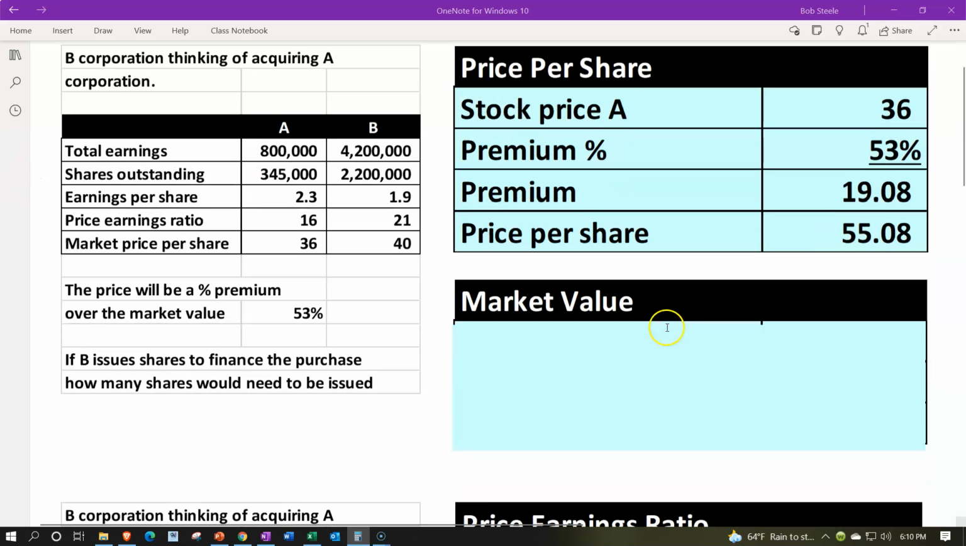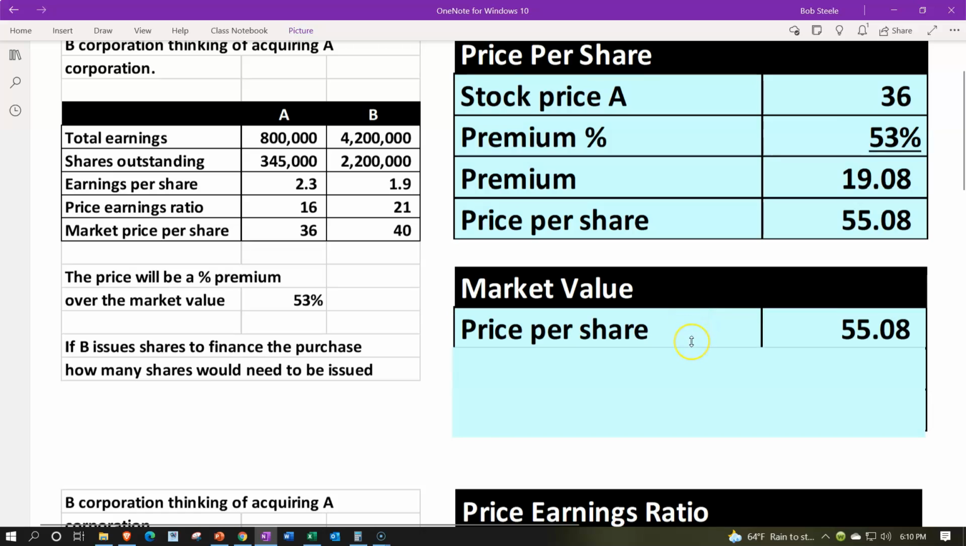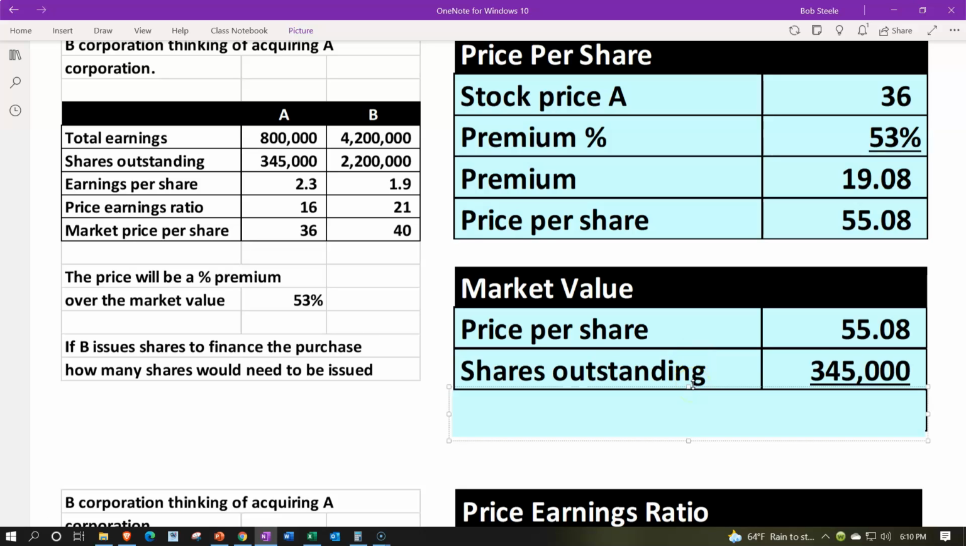Okay, so then we can think of the market value, which is going to be the price per share that we're going to be paying now, multiplied by the 345,000 shares outstanding. Note, this is the market value because this is what we're considering the market in terms of this acquisition taking place. So the acquiring firm or the two firms in a market condition are settling.